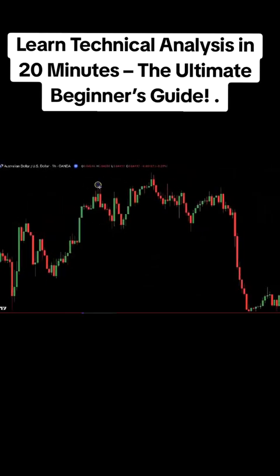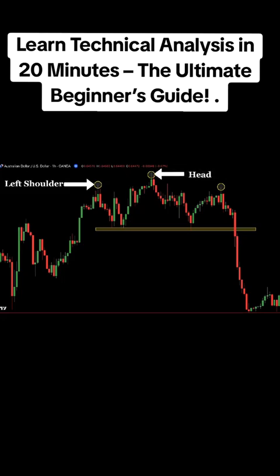The head and shoulders pattern is one of the most reliable trend reversal patterns. It signals that an uptrend may be coming to an end and a potential downtrend could begin. This pattern consists of 3 peaks. Left shoulder, price rises and then pulls back. Head, price makes a higher peak, then drops again. Right shoulder, price moves up again, but forms a lower peak than the head, showing weakness.